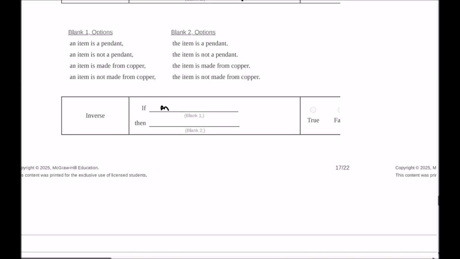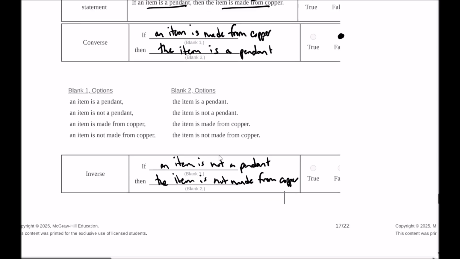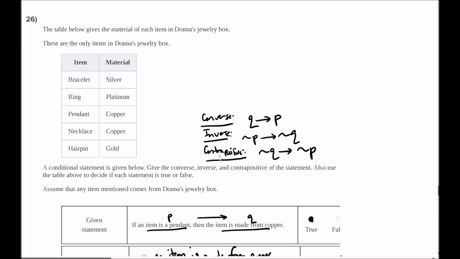If an item is not a pendant, then the item is not made from copper. We want to see if that's true or false. It's not a pendant, so that means it could be a ring, bracelet, necklace, or hairpin. And then it says it's not made from copper. So if it's not a pendant, it's not made from copper.